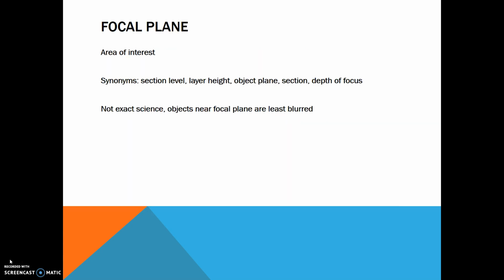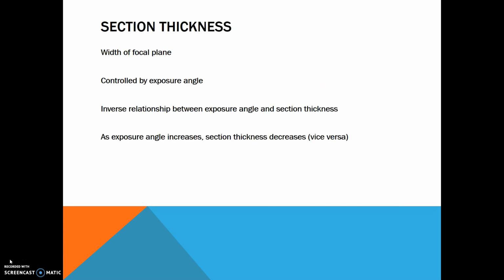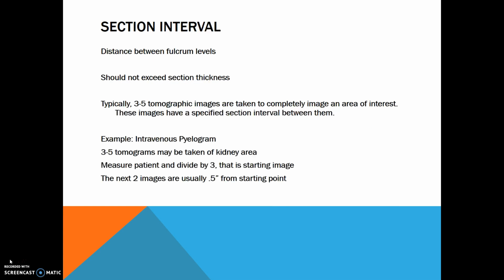The focal plane is the area of interest. Synonyms of this include the section level, layer height, object plane, section, and depth of focus. It's not an exact science, and objects near the focal plane are the least blurred. Section thickness is the width of the focal plane and is controlled by the exposure angle. There's an inverse relationship between the exposure angle and section thickness. As exposure angle increases, the section thickness decreases, and vice versa.